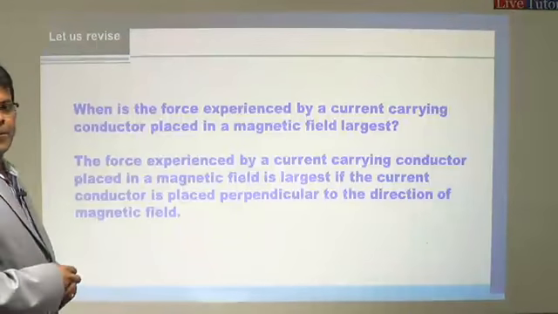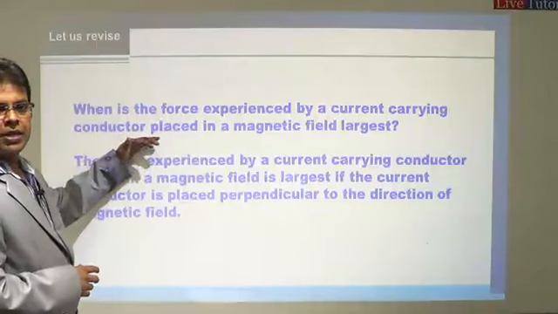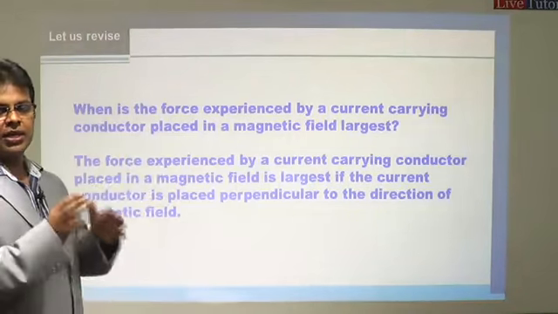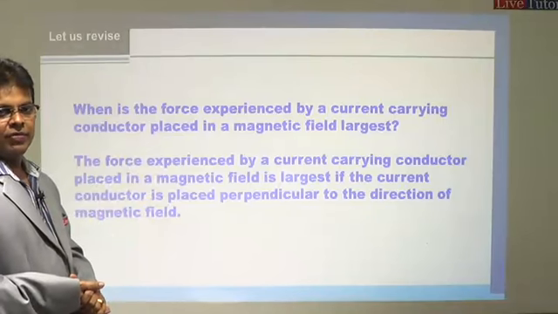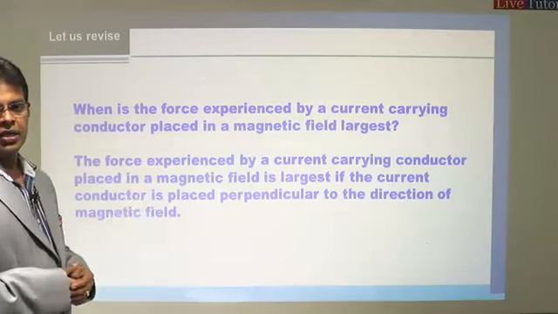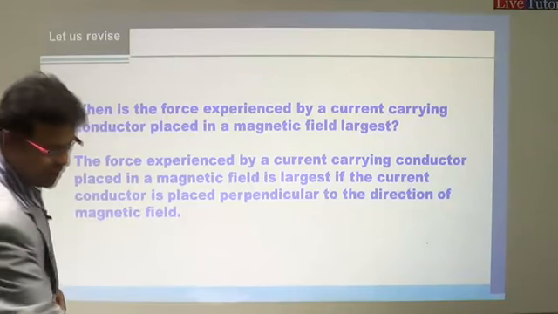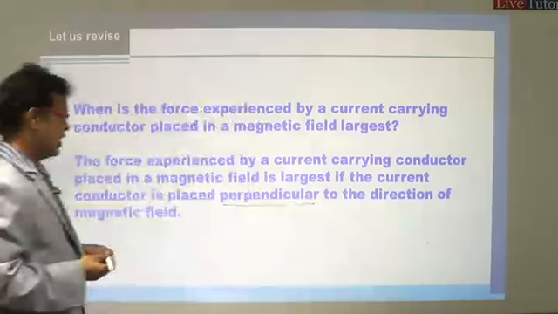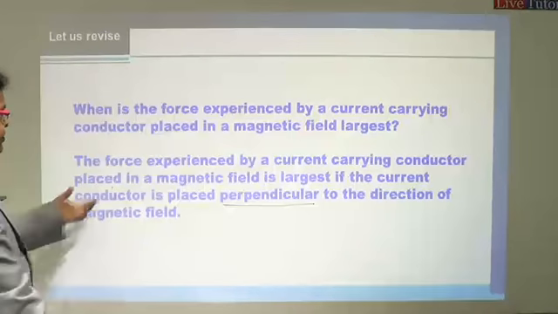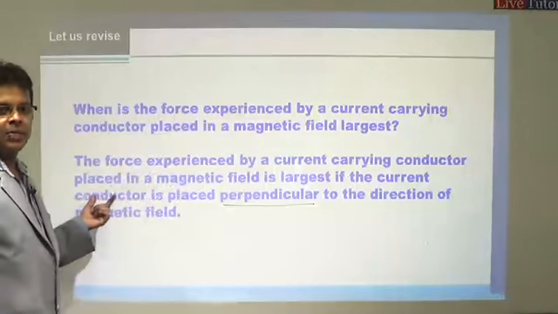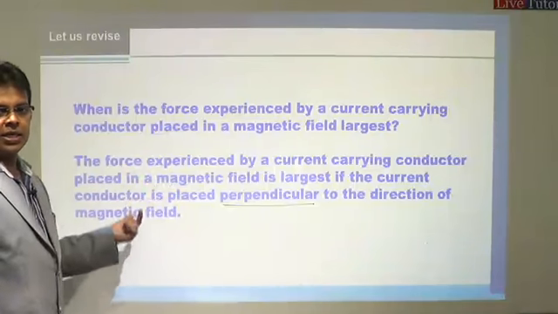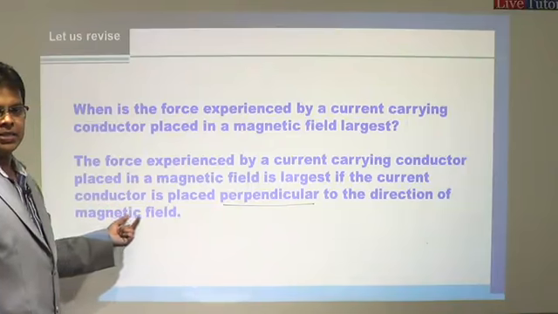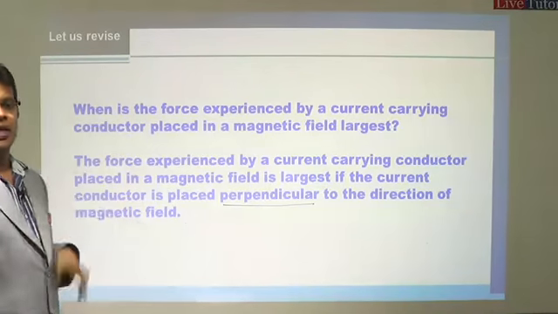Now, when is the force experienced by a current carrying conductor placed in a magnetic field largest? We know very well. When it is perpendicular, this is the important point. The force experienced by a current carrying conductor placed in a magnetic field is largest if the conductor is placed perpendicular to the direction of magnetic field.